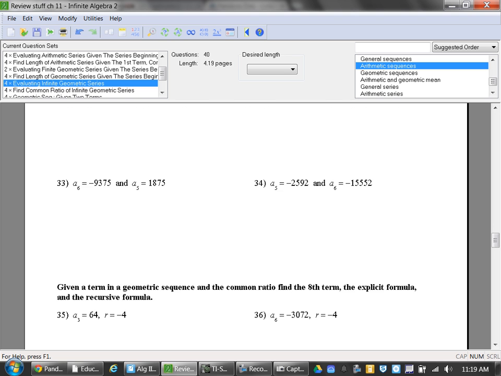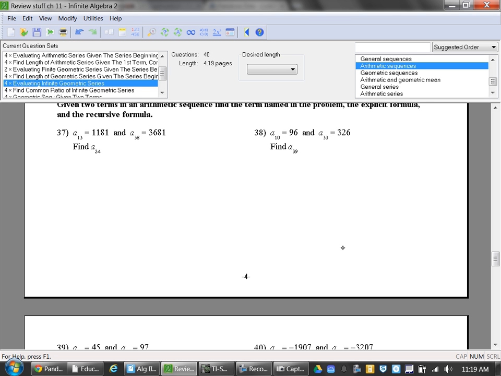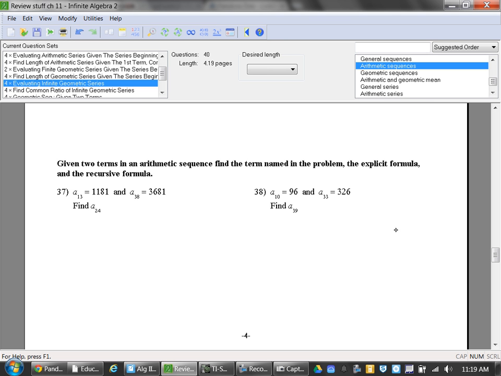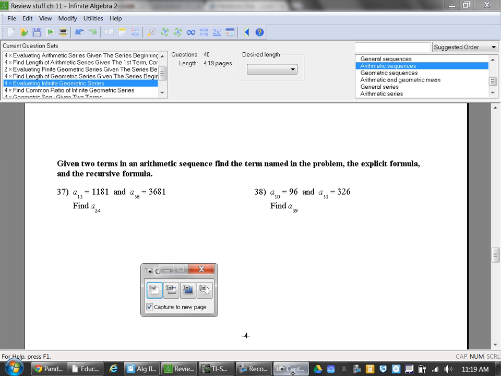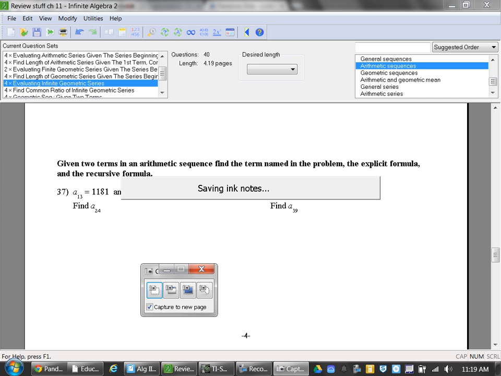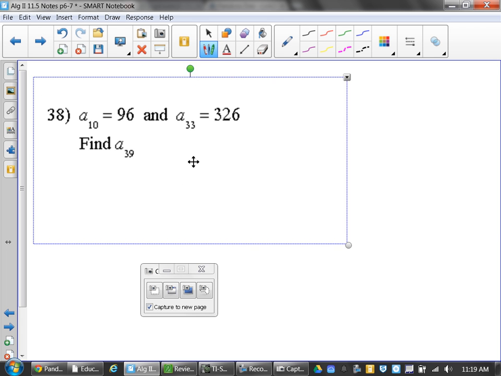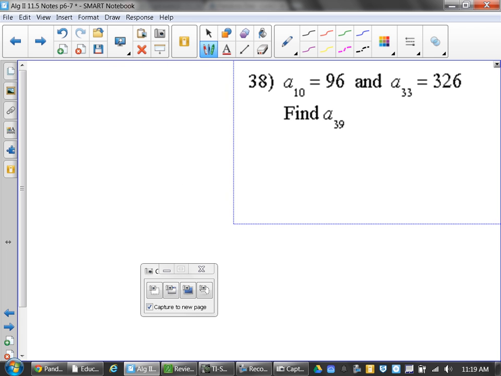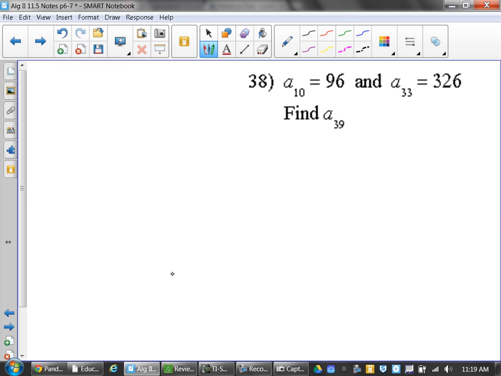If you want, let's look at an arithmetic sequence. We did 37 in class yesterday, so let's do 38. We'll write out the explicit rule and the recursive rule. When you have an arithmetic sequence, you write out the arithmetic stuff twice. A sub n, first term, plus n minus 1 times your difference.